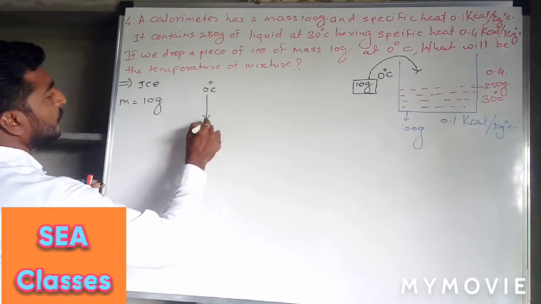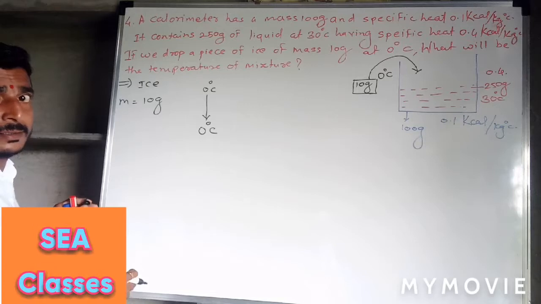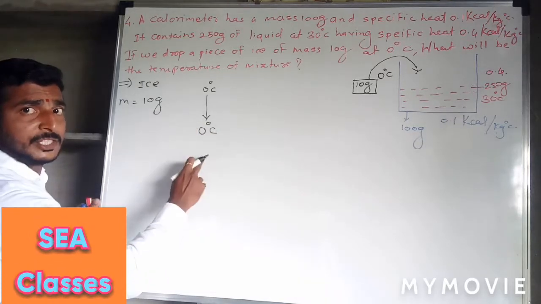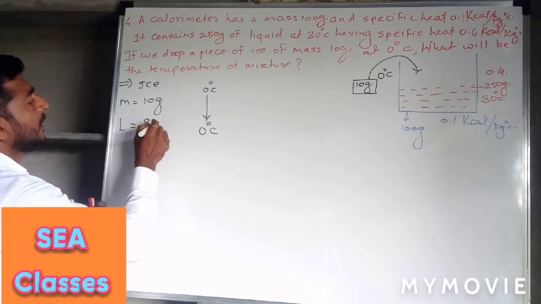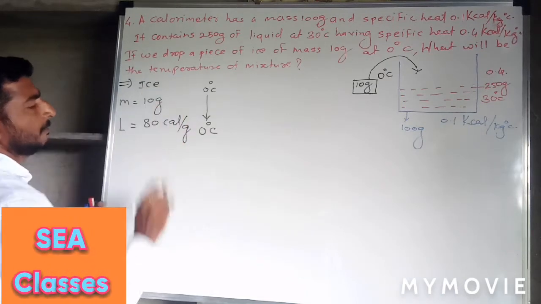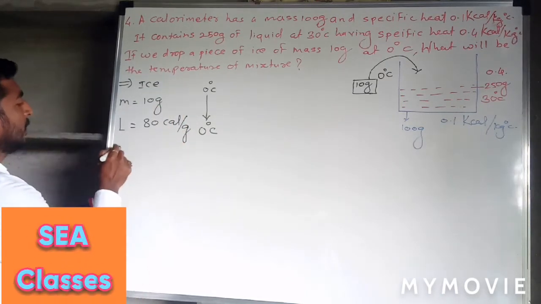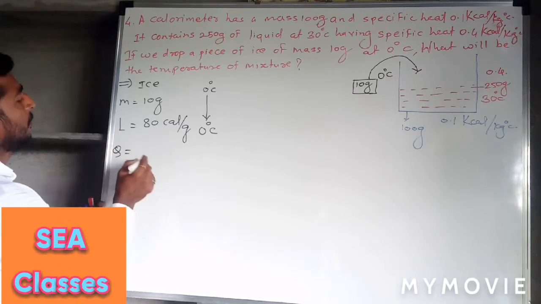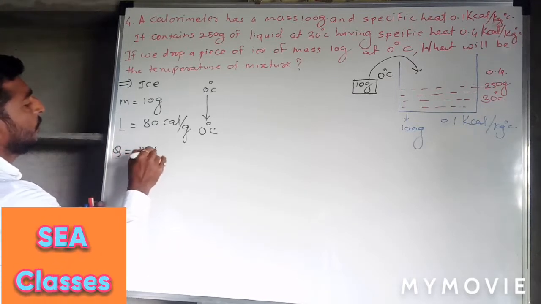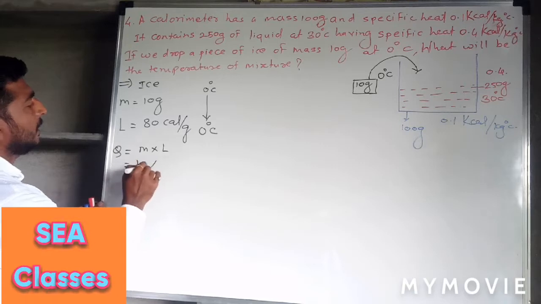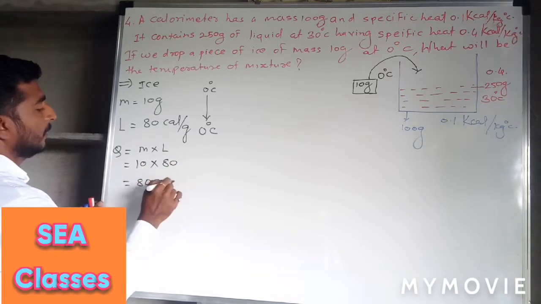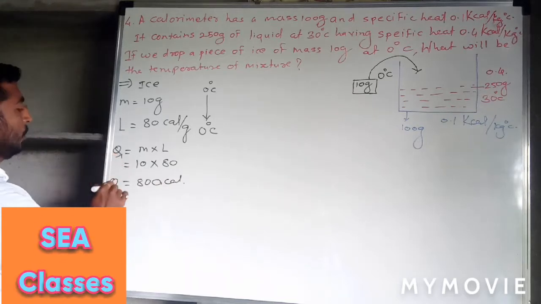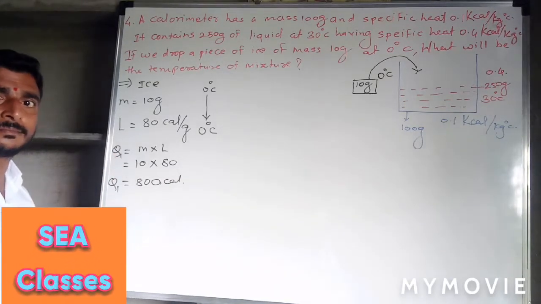When it is dropped into the liquid, it will start to melt. At this stage, the state will change. So you have to consider the latent heat of ice, and that is 80 calorie per gram. So the heat absorbed will be Q equals m into L, that is mass 10 gram and latent heat 80. So it will be 800 calorie. So you will have Q1 as 800 calorie.